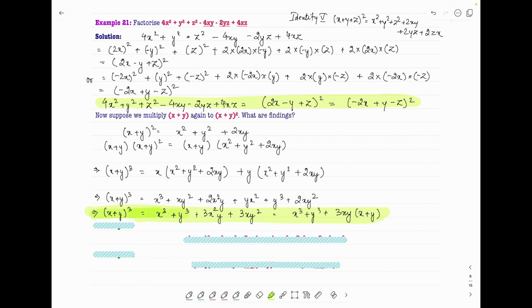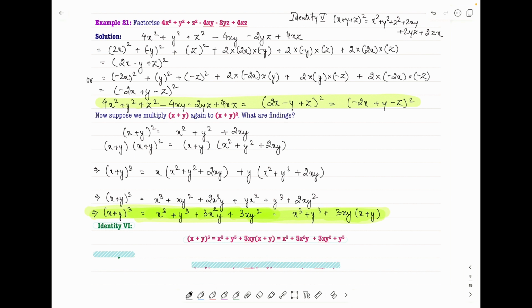(x plus y) whole cube is what? x cube plus y cube plus 3xy (x plus y), this is the identity we are getting. So our sixth identity is: (x plus y) whole cube is x cube plus y cube plus 3xy into (x plus y). So this gives x cube plus 3x square y plus 3xy square plus y cube.